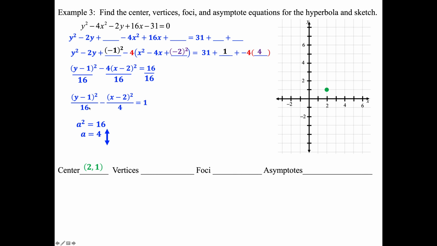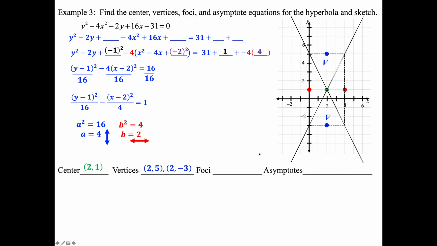A squared is 16, so up and down 4. For my vertices, I'll be adding 4. I can't do plus or minus here because I'm going to add 4 to the 1 to give me 5, and subtract 4 from the 1 to give me negative 3. Now I still need to do my covertices, left and right 2 for my b squared. Again, that's going to help me build my rectangular box when I want to get to my asymptote lines.